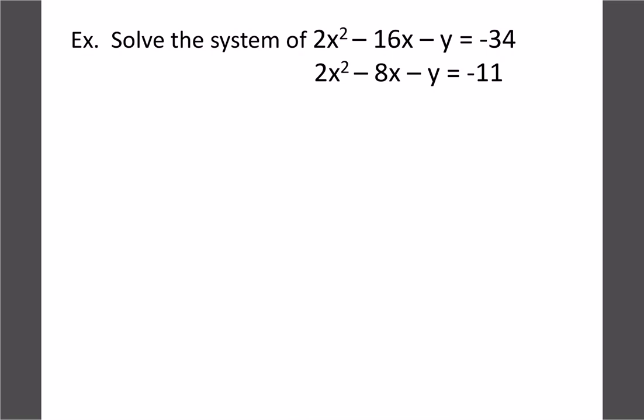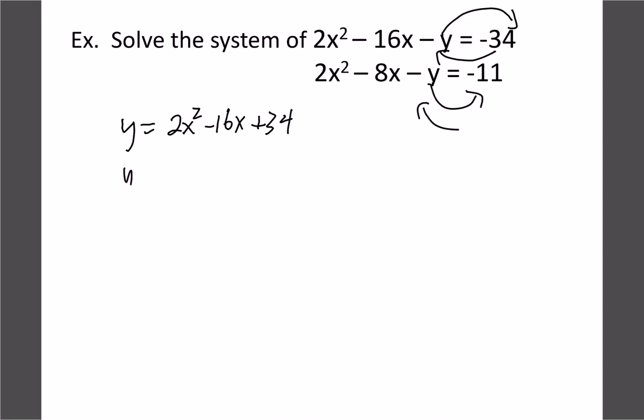Okay, here's another one. These ones look like quadratics, so if we want to graph them, once again, you want to make them y equals. For the top one, if we bring the y over and the 34 over the other way, we'd have 2x squared minus 16x plus 34 equals y, and do the same thing for the second one. So you'd have 2x squared minus 8x plus 11.